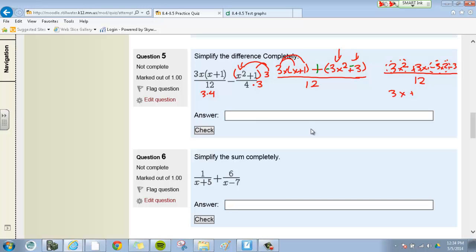Check out this 3x squared and that negative 3x squared. Guess what happens to that? See you later. It's gone. So really we have 3x plus 3 over 12. At this point you're saying, yes, I'm done.